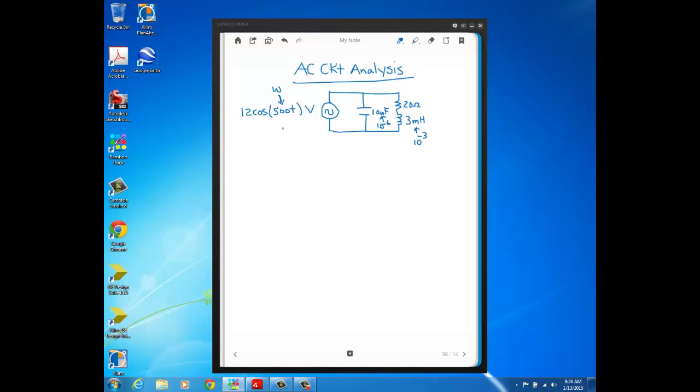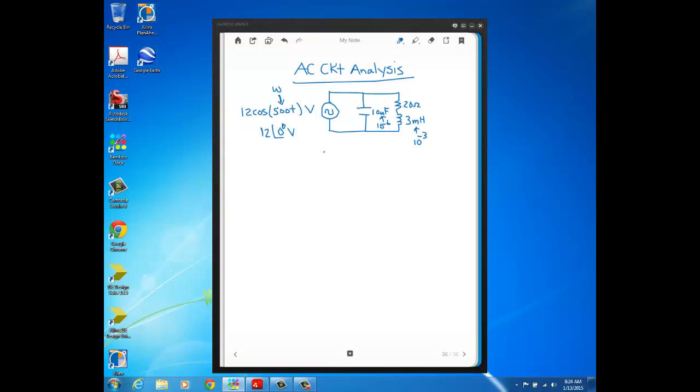So what I like to do with these problems is first write any sinusoidal voltages or sinusoidal currents that are given in the problem as phasors. So the phasor notation of the source voltage would just be 12, the amplitude, angle 0 degrees. Because again, for the phasor, you just leave out the frequency term. So we leave out the cosine 500t in our phasor notation.